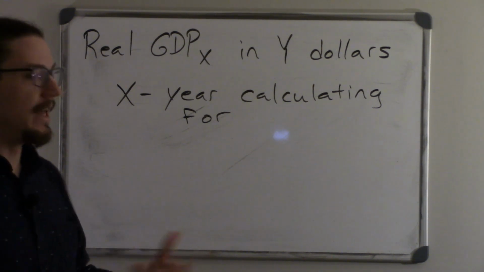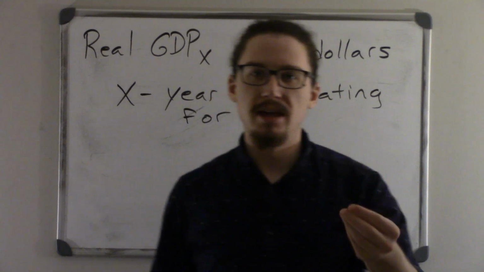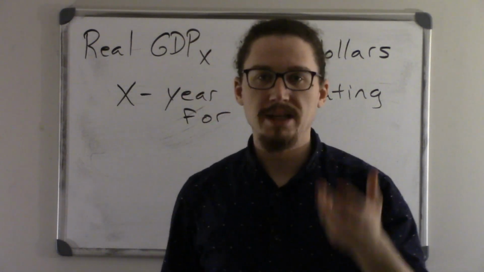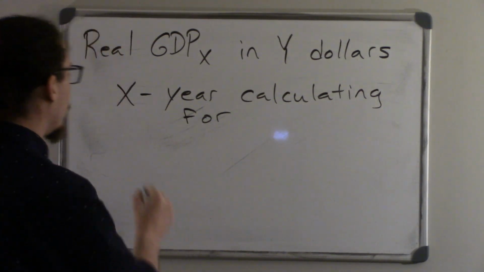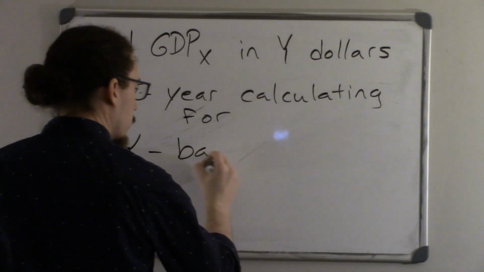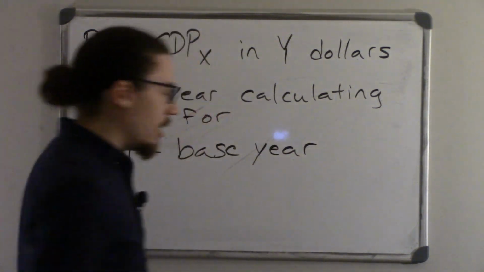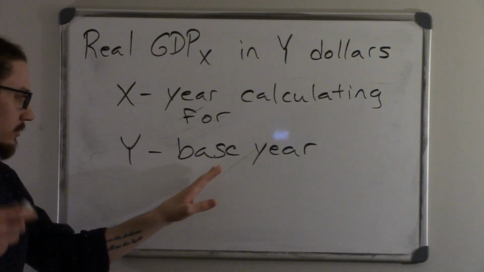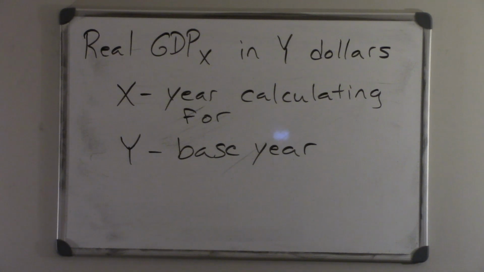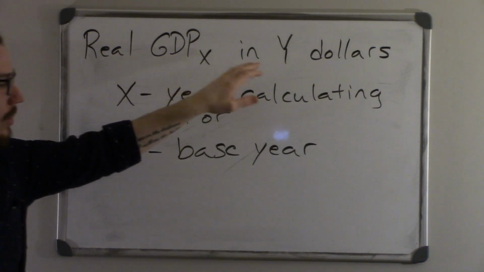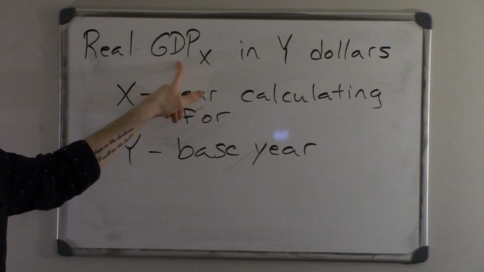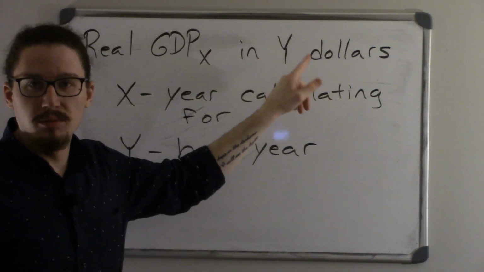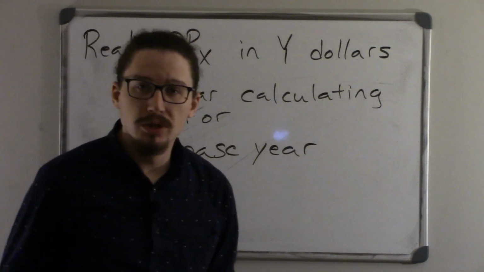But real GDP has to be given in a base year. So we have to set a base year. We're going to use the prices from this year, so that in Y dollars, Y is our base year. It's also the year whose prices we're going to use. So when we're doing real GDP X in Y dollars, we're going to take the quantities from X and multiply them by the prices for Y.